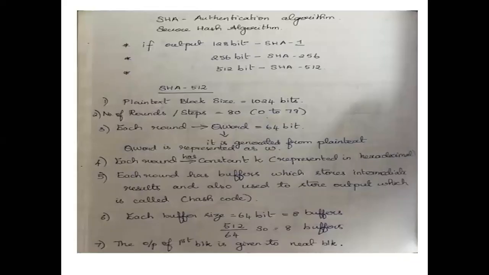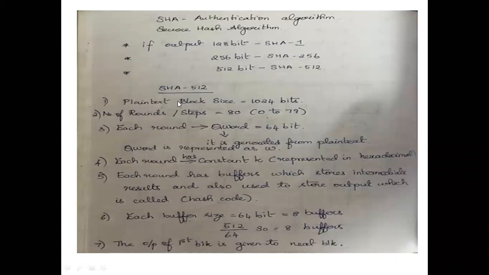Let's go to SHA. So this is also another authentication algorithm. Here we are going to get a hash code as the output. Okay, that is the main thing. If the output is 128 bits, you call it SHA1. If it is 256 bits, you call it SHA256. If it is 512, you call it SHA512. So for our syllabus, they have covered 512. For MD5, the output was a message digest. In SHA, the output is a hash code. It is generated in 512 bits.